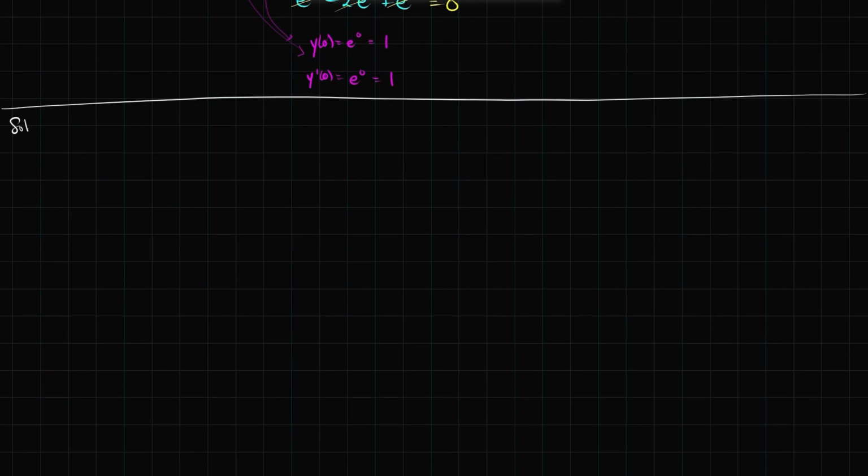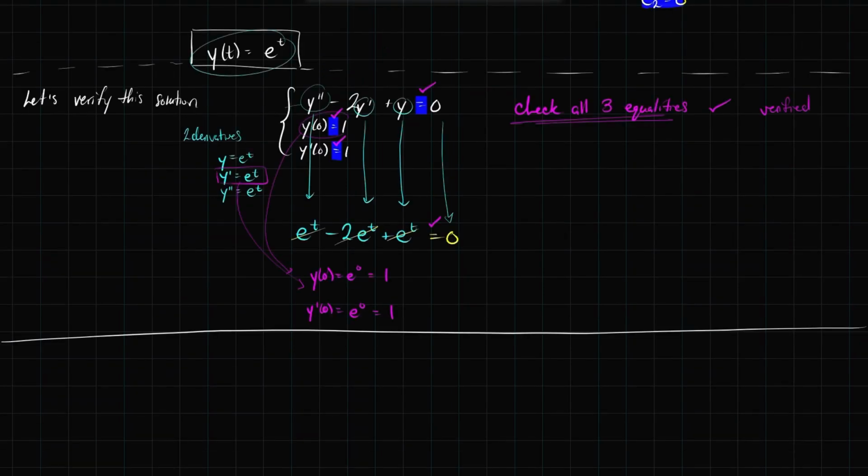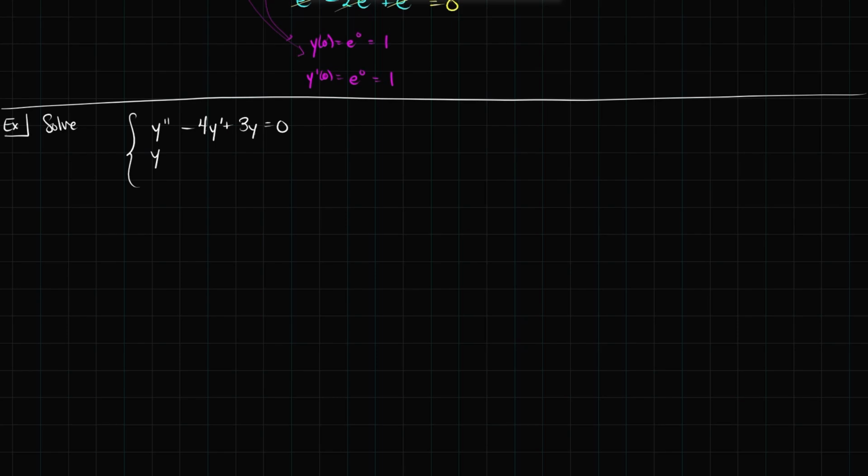Let's solve a boundary value problem now. So let's do y double prime minus 4y prime plus 3y is equal to 0. Let's go ahead and solve it against the boundaries. y at -1 is 4, and y at 1 is -4.